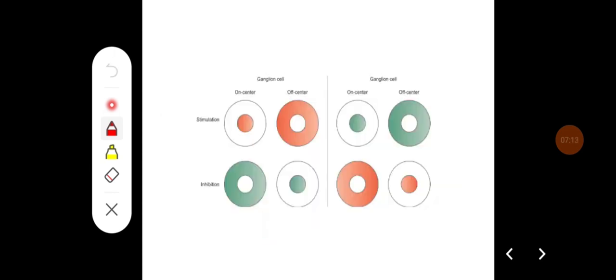So here you can see in the ganglion cell, when the center is stimulated by red, it appears as red, and when the periphery is stimulated by green, it appears red. And in off center, when the periphery is stimulated by red, it appears as red, and in the off center, when the center is stimulated by green, it appears as red. And similarly, it is for the green color.